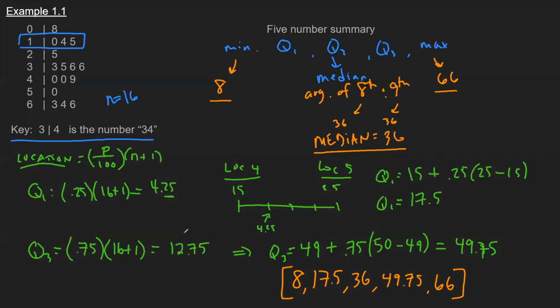The 36 tells me that half of my data is bigger than 36, and the other half is smaller. The 49.75 tells me that 25% of my data is larger than that value, and 75% is smaller. So it just gives you these quarter distances across the entire data set, and it's a nice summary to look at. And that's it.